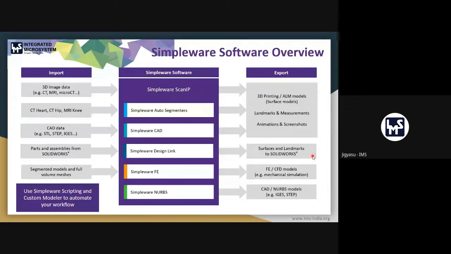So this is the software overview. We have discussed most of these parts, which always start with import. We have multiple types of imports that we can do in the Simpleware software. We can utilize multiple modules in the software to accomplish our task, whatever our end goal can be: 3D printing, simulation, implant design, diagnosis, surgical planning, etc. Then we get the final export of our region of interest or our analysis.